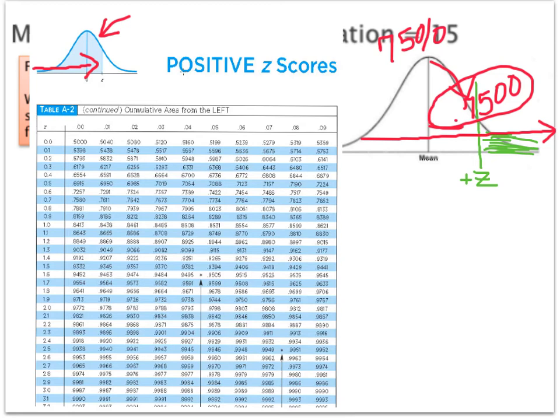So I'm looking through and I'm looking for 0.7500, and it looks like 0.7486 might be as close as I can get. And that is 0.67 as my z-score. So then I need to apply my formula once again to calculate the x that corresponds with that so that I have my actual IQ score.